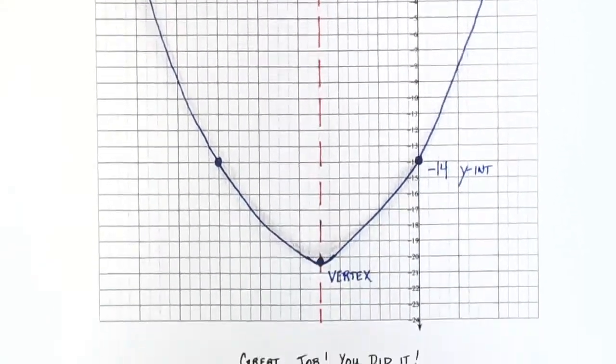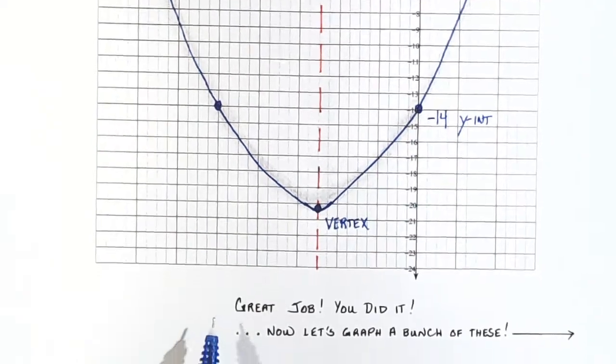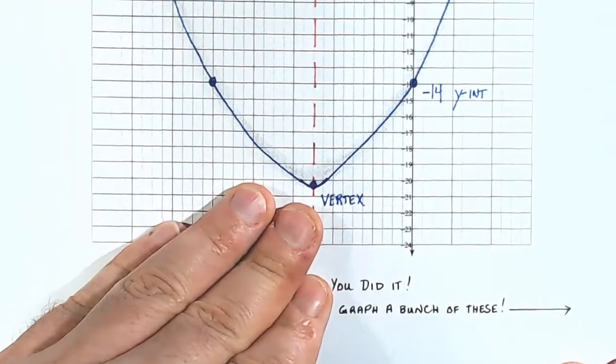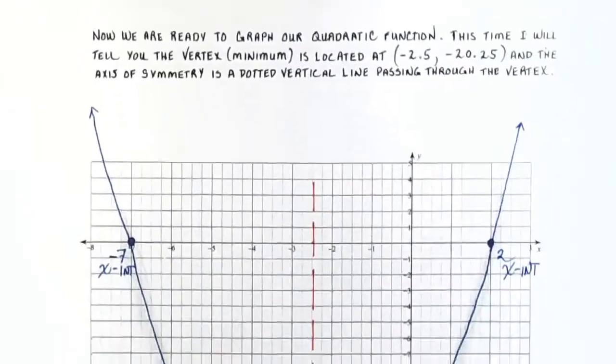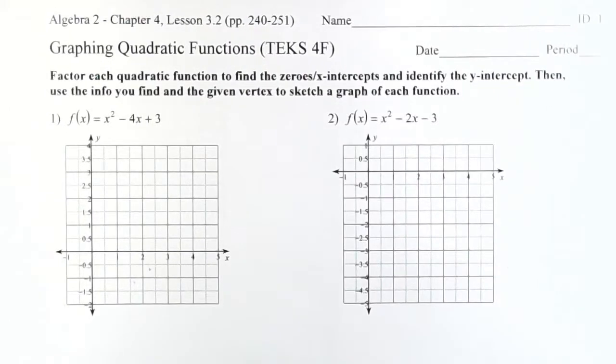Right? So the rest of these won't be so complex and they'll be smaller graphs so you can be more steady with your hand. Great job, you did it. Now let's graph a bunch of these. And if we move forward in our little packet, we have a homework assignment here.